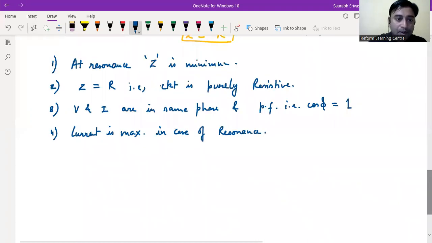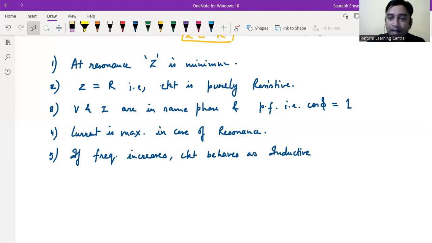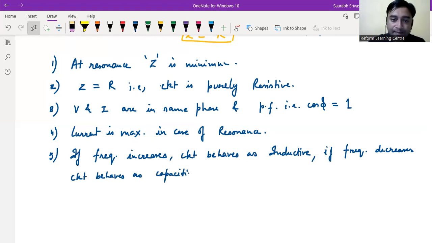Now, if frequency increases, circuit behaves as inductive. Lagging circuit behave करेगा. Also, if frequency decreases, circuit behaves as capacitive. Clear? यहाँ तक कोई प्रॉब्लम?